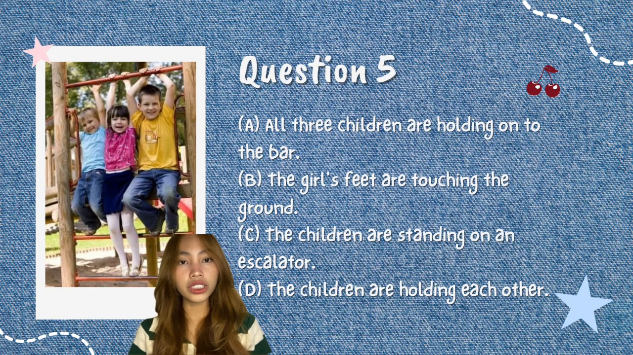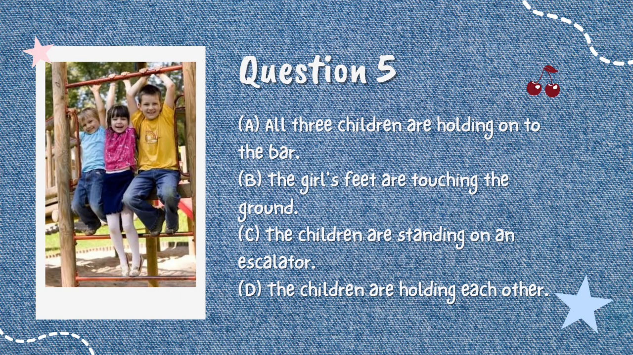Next, for question number 5. A. All 3 children are holding onto the bar. B. The girl's feet are touching the ground. C. The children are standing on an escalator.